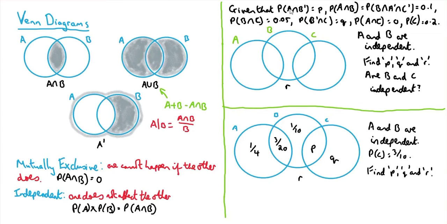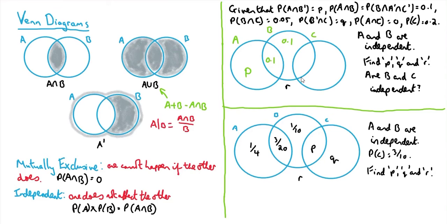Then, if your A intersection not B, well, which part of this diagram is simultaneously in A and not in B? That would be this bit here, so that's P. A intersection B is the overlap of A and B. And then B intersection not A, intersection not C. Well, what's within B but isn't in A or in C? Well, that's just this bit here. And both of these we're being told are 0.1.